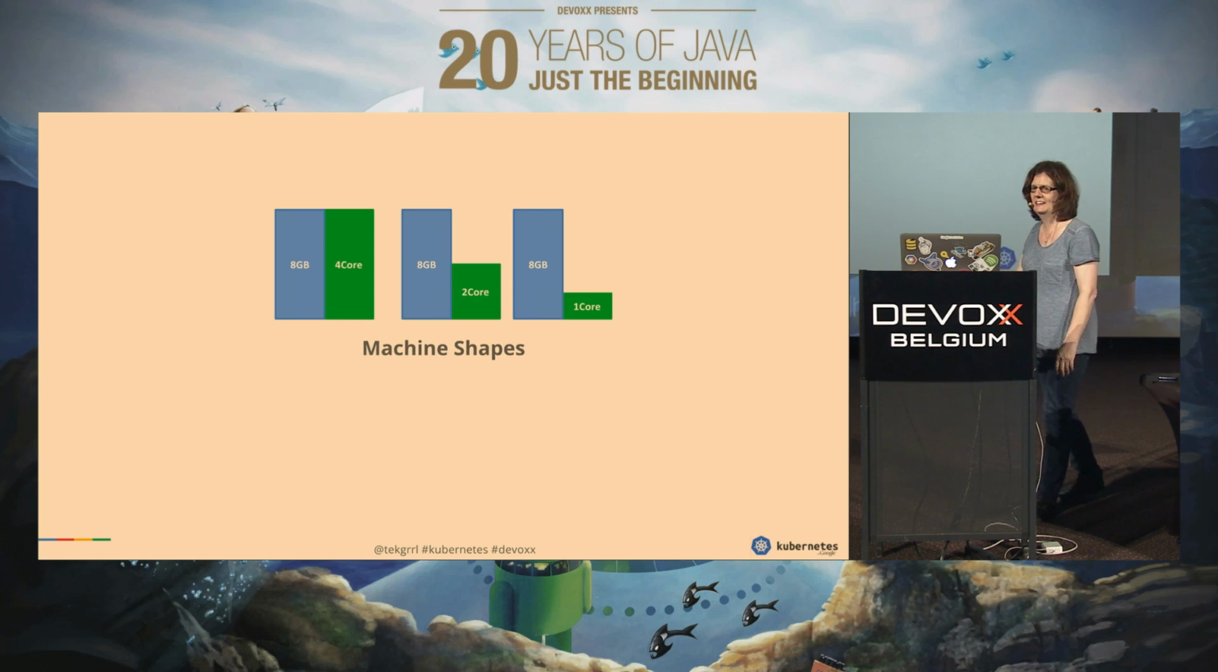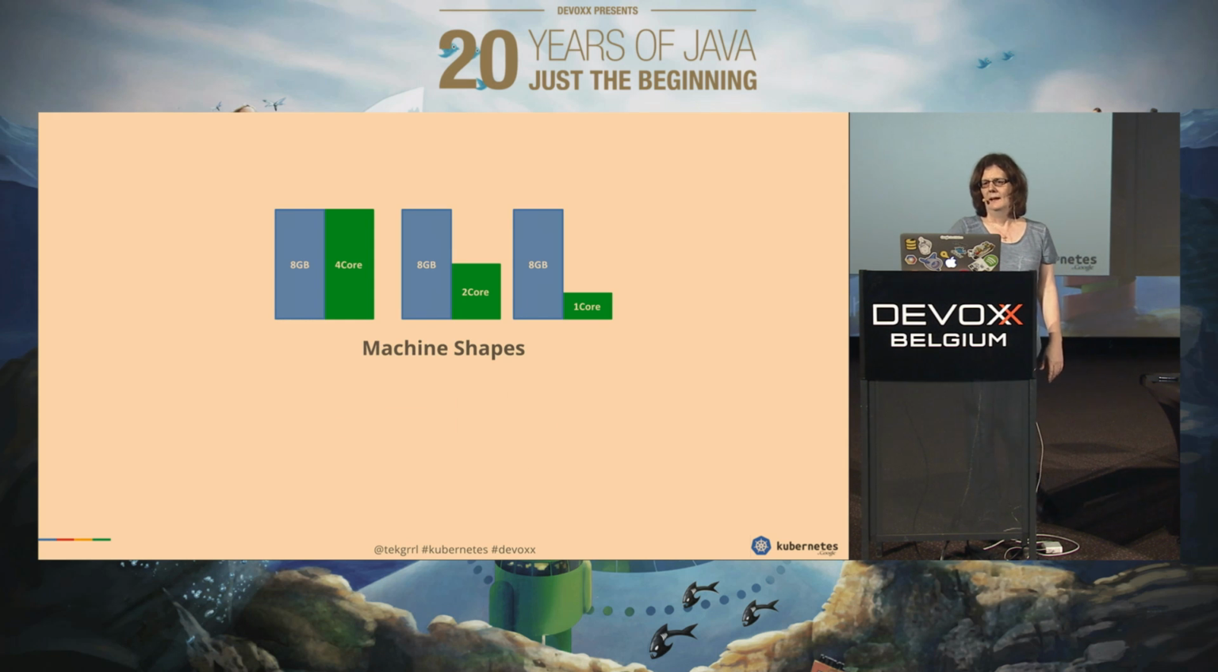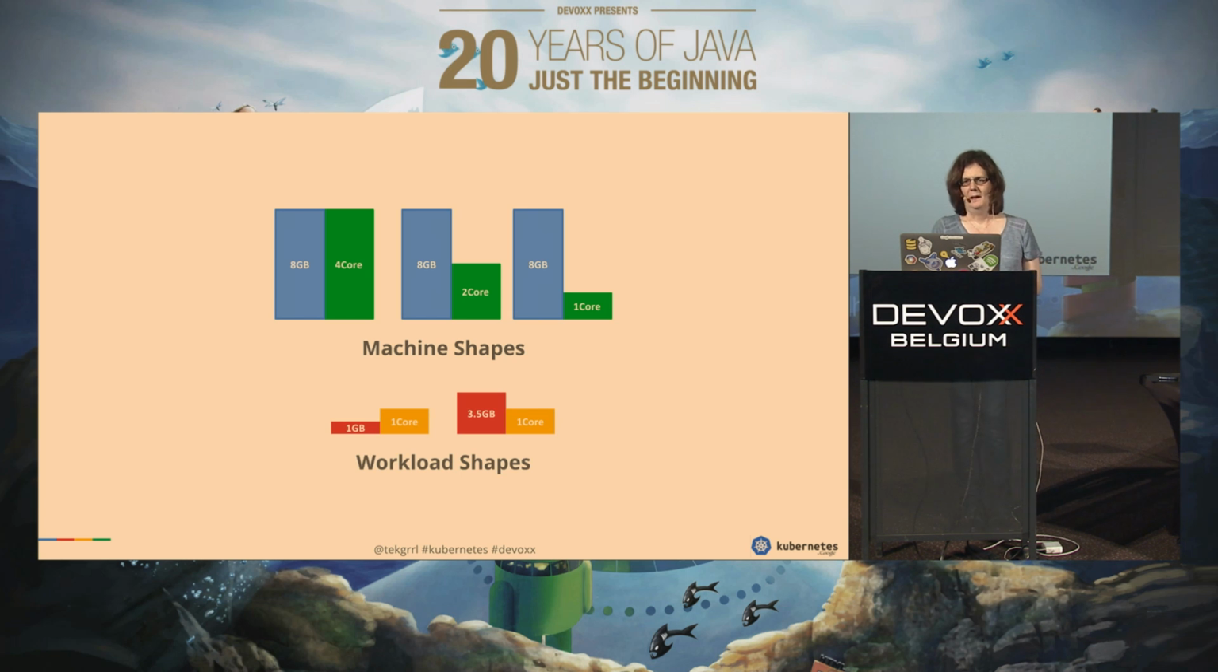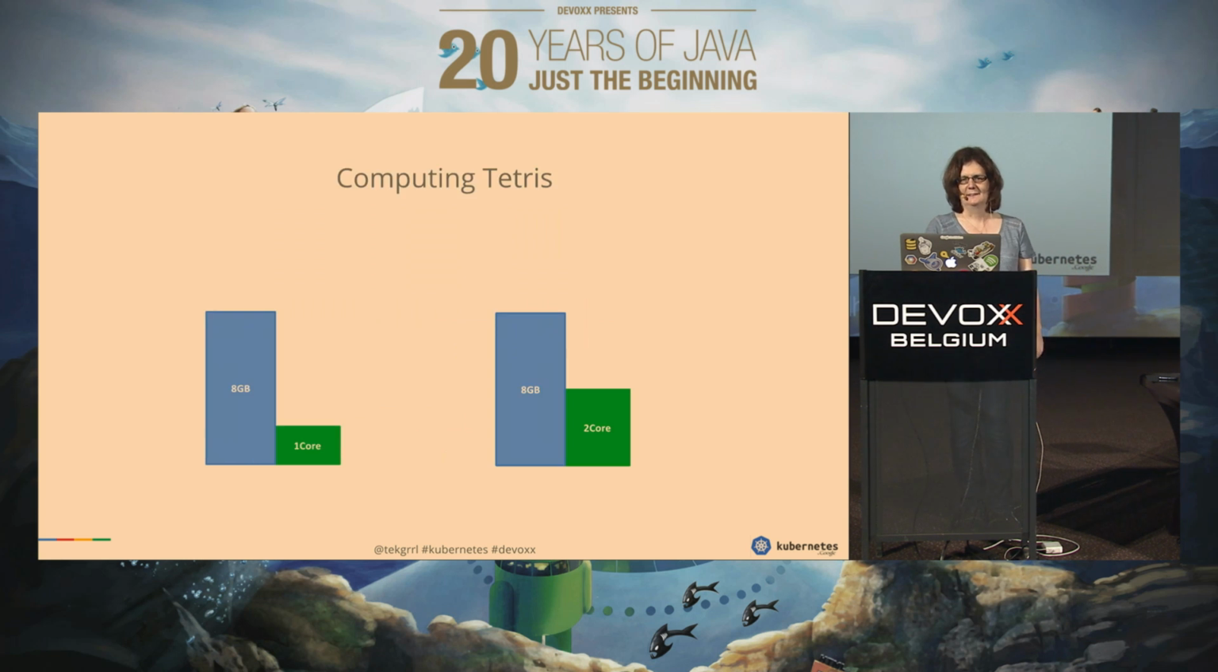So these are typical machine shapes: 4 cores with 8 gigs of RAM, 2 cores with 8 gigs, 1 core with 8 gigs. The workload shapes are a little more arbitrary: 1 gigabyte and 1 core, 3.5 gigabytes and 1 core. But they have shapes, and ultimately we can play Tetris with them. Kelsey Hightower's done this already, on the same day I did it as well, at Container Camp. So playing computer Tetris is like this, and it's just crappy animations, I'm afraid. I should build a game to make it work.